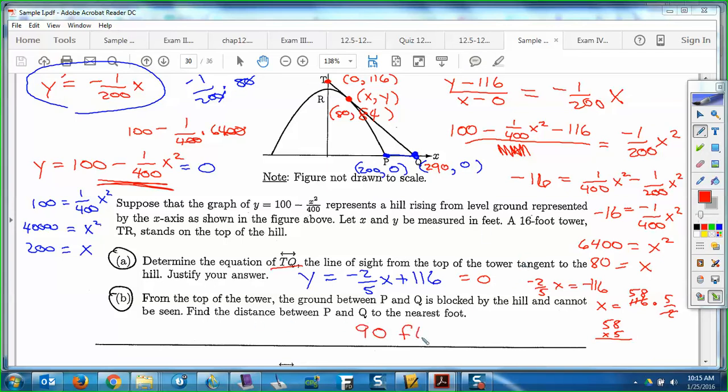Wait, you plug that into what equation? The line equation. We want to know this point right here, it's on the line. So we want to know when the line has a y value of 0. Right. So I put a 0 into the line equation, which is what we found in part A. And then I just solved. So there's 90 feet in between.